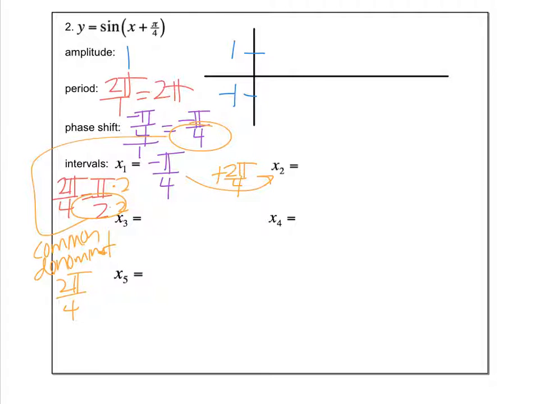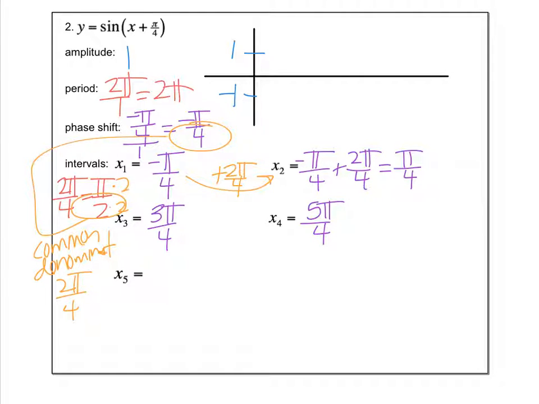Use a common denominator. So if I add on 2 pi over 4, I'm going to get negative pi over 4 plus 2 pi over 4. When they're negative, sometimes I got to write it out to figure it out. Isn't that just positive pi over 4? Yes. Add 2 pi over 4 again, we get 3 pi over 4, 5 pi over 4, and we're going to end at 7 pi over 4. We added 2 pi over 4 onto all of those. Does that make sense?